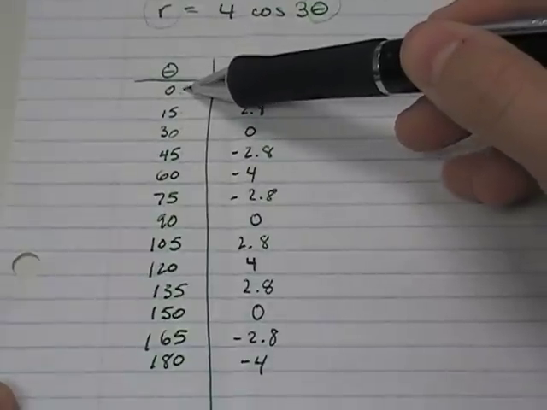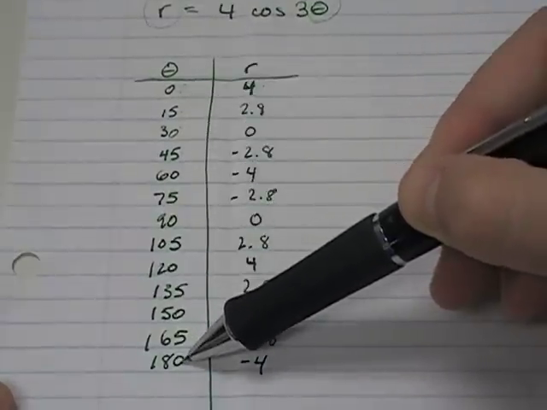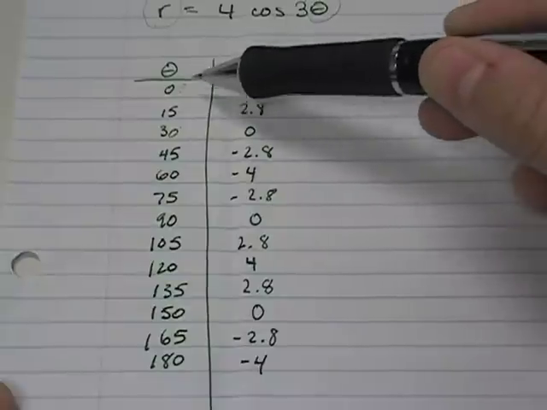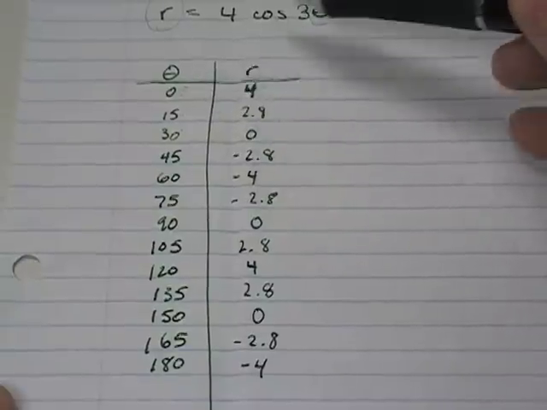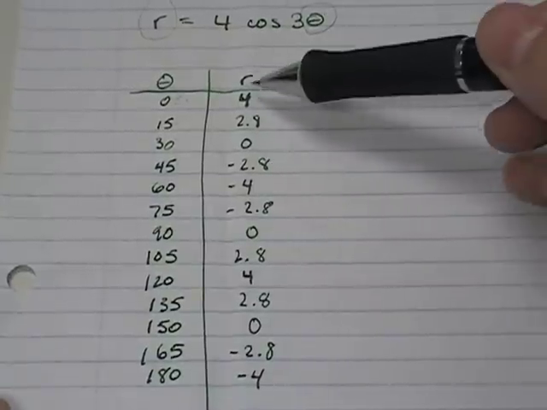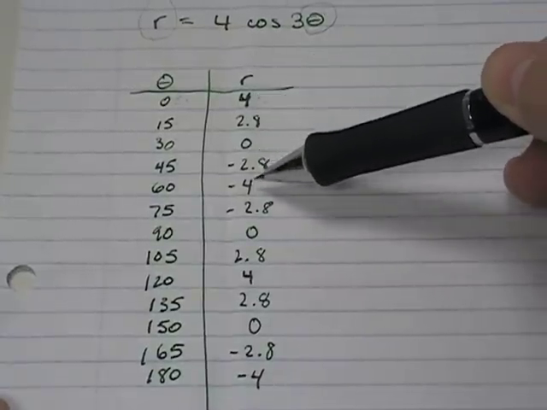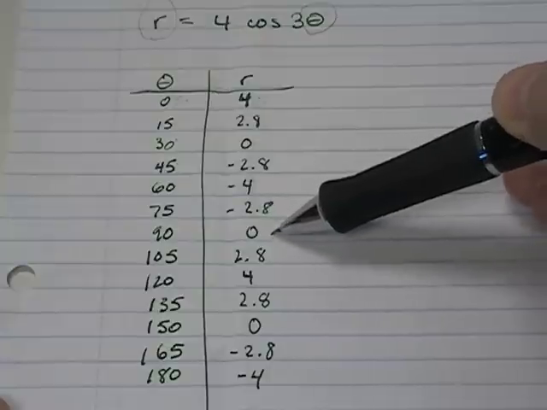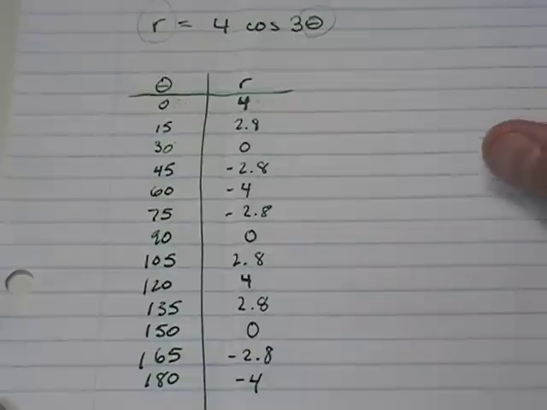From theta equals 0 all the way down to theta equals 180. And then plug each of these values of theta into this equation and find r. So I've got 4, 2.8, 0, negative 2.8, negative 4, negative 2.8, 0, etc. And we want to sketch this.